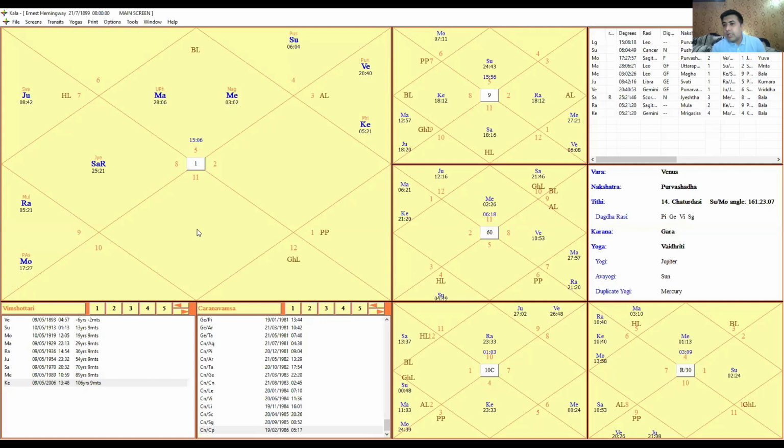So let's look at some of the examples. This is a chart of a famous Nobel Prize winner, a writer, Ernest Hemingway. The tithi he was born in was Chaturdashi tithi. Four signs, Pisces, Gemini, Virgo, and Sagittarius, were Dagdha. So the 11th house, 2nd house, 5th house, and 8th house were Dagdha during the day he was born.